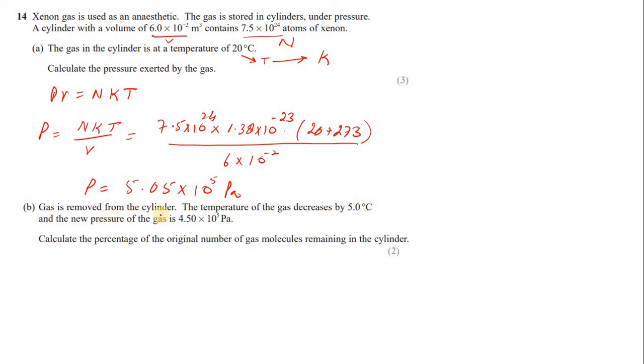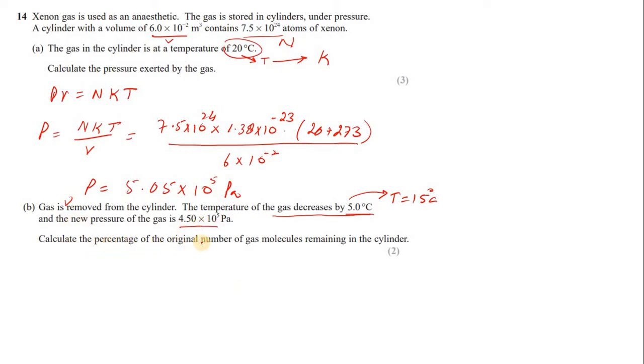Gas is removed from the cylinder. The temperature of the gas decreased by 5 degrees. Remember, don't get confused by the statement, decrease by 5 degrees Celsius. Some students think that now temperature is 5. No, before temperature was 20, it has decreased by 5. That means the new temperature will be 15, not 5. And the new pressure is this, because some gas has been removed and temperature decreased.